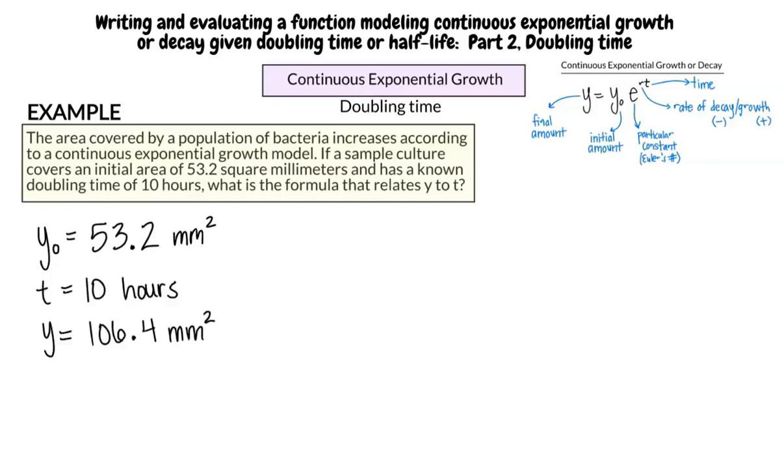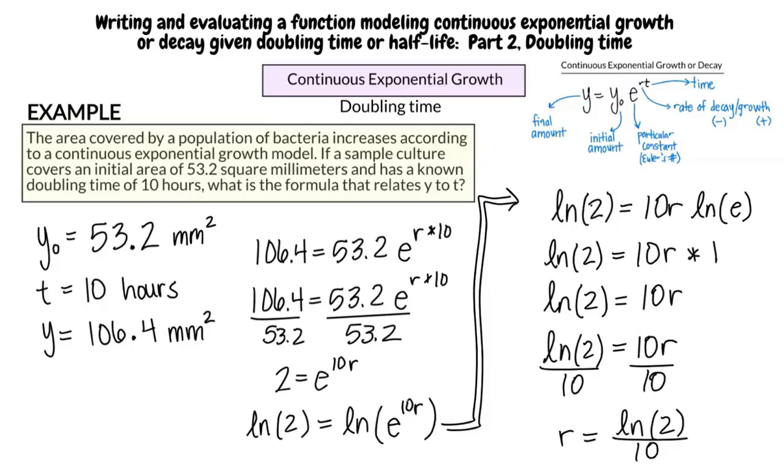Great work! If we use 10 hours as our time, 53.2 square millimeters as the initial area, and 106.4 square millimeters as the final area, we can solve for the rate. Can you substitute these values into the general formula and solve for r? Sure, I'll give it a try. 106.4 equals 53.2 times e raised to the r times 10.